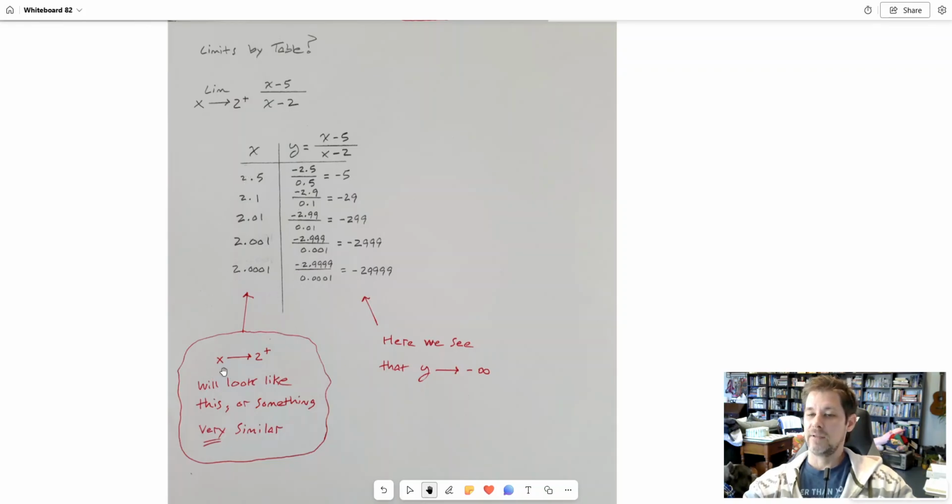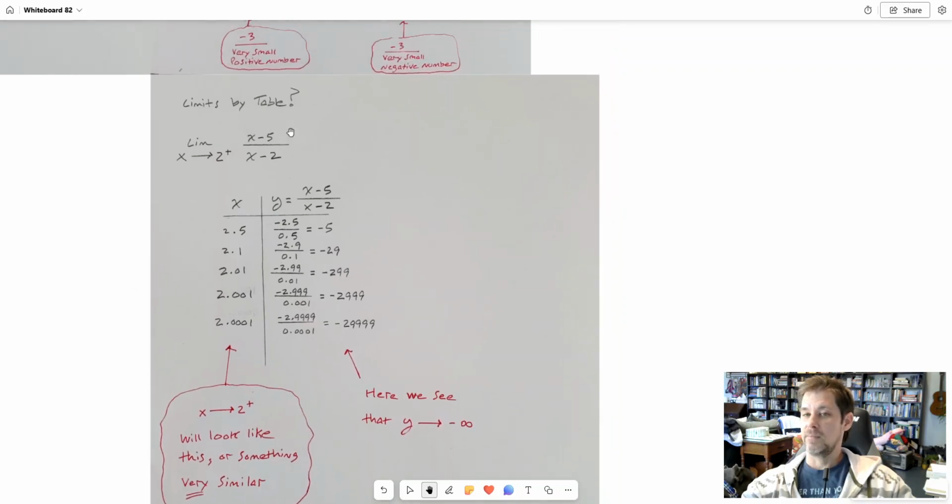Well, to capture x goes to 2 from the right, I'm trying to capture a progression of numbers where x is in fact getting closer to 2 from the right, from above, from bigger than 2, but getting, if you can imagine, microscopically close. Okay, so when we say x goes to 2 from the right, it's going to look something like that. I took these numbers and I put them into this function to show you the breakdown.